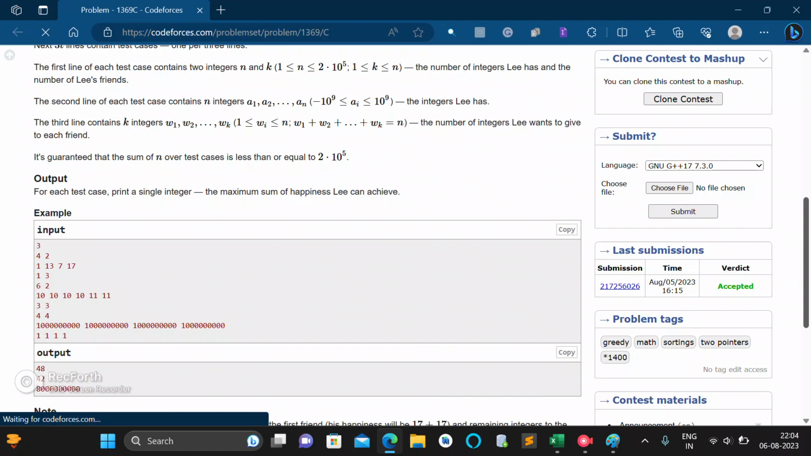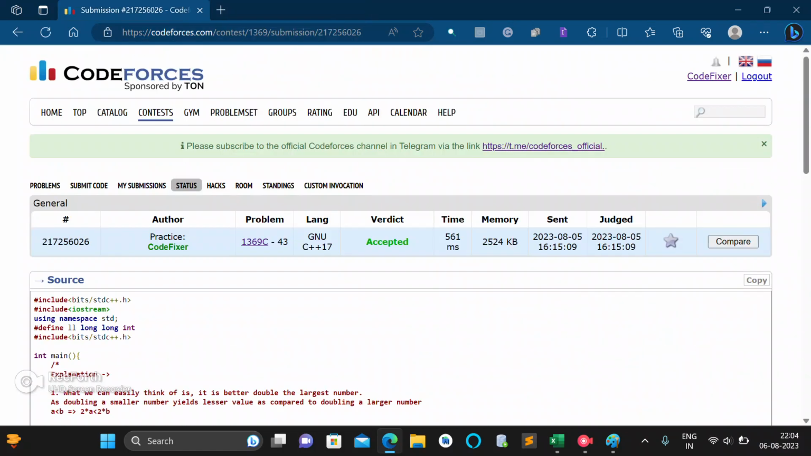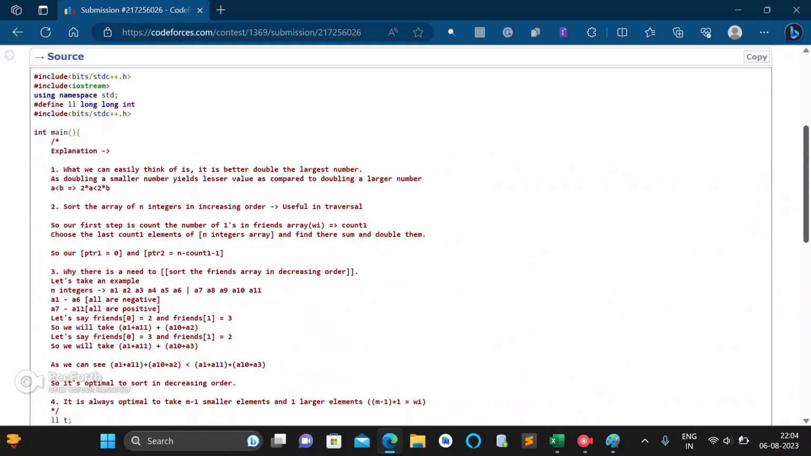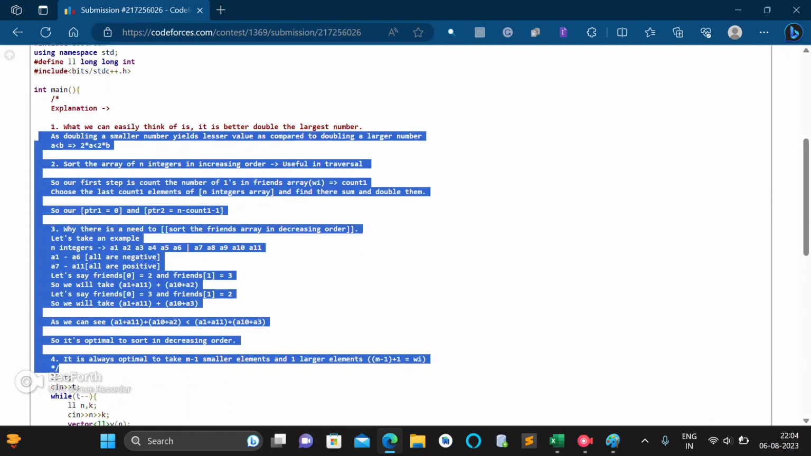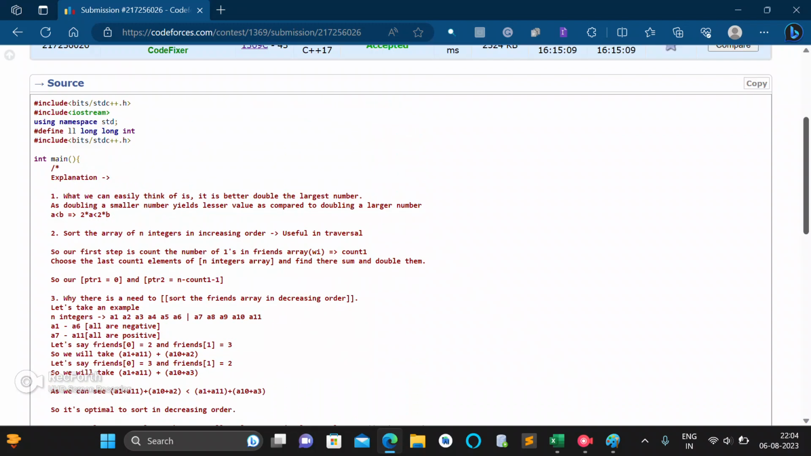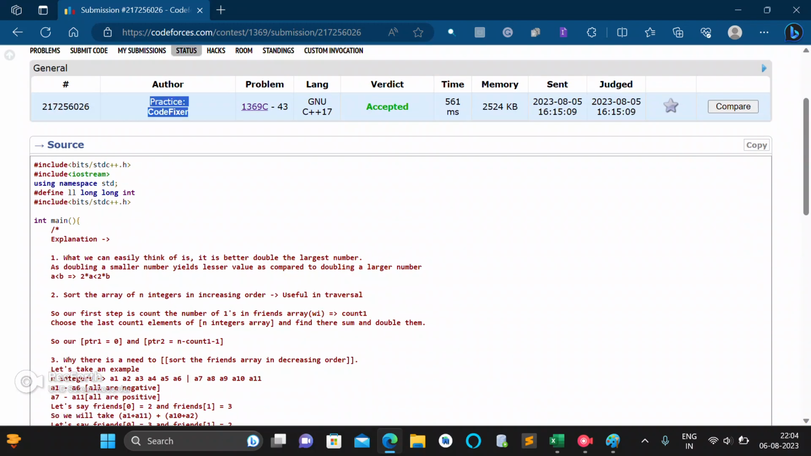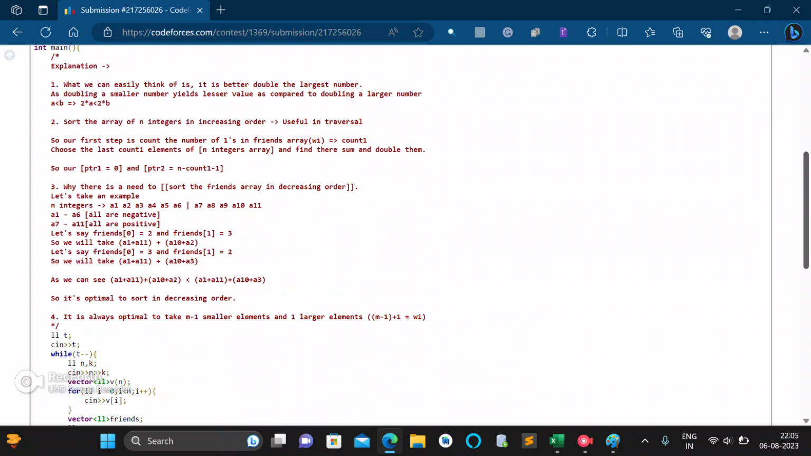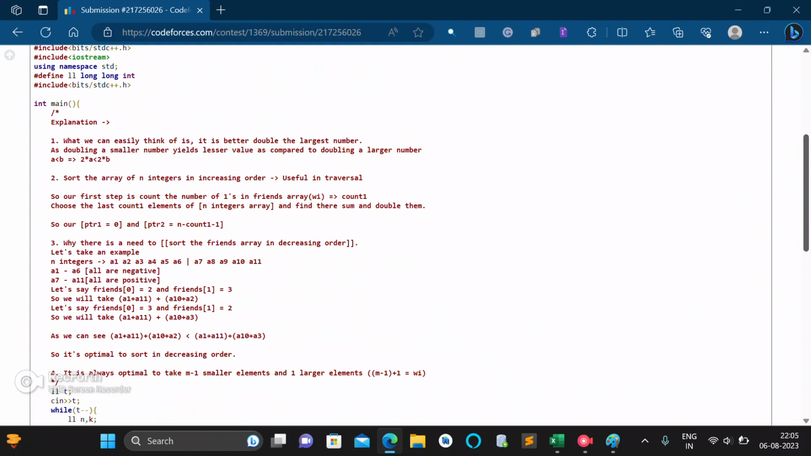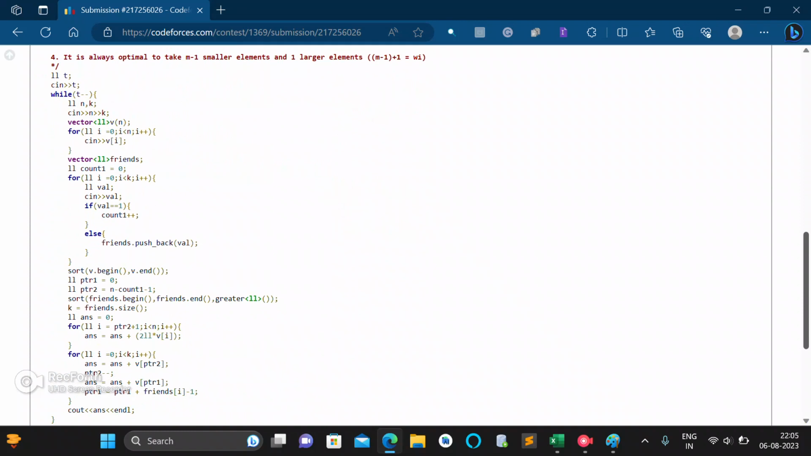If we see the code, I have also given the explanation in the code. You can go to my account, code fixer, and here you can see the explanation I have given. You can read it and easily understand it.